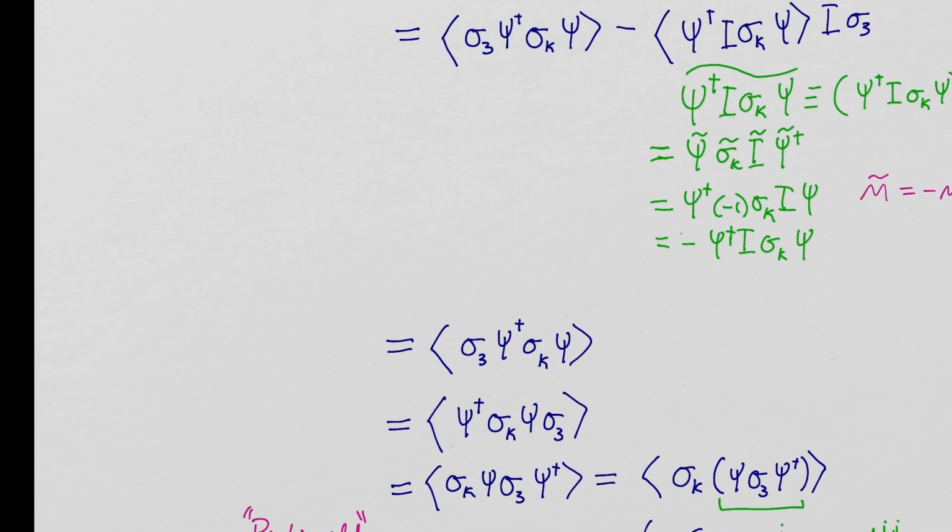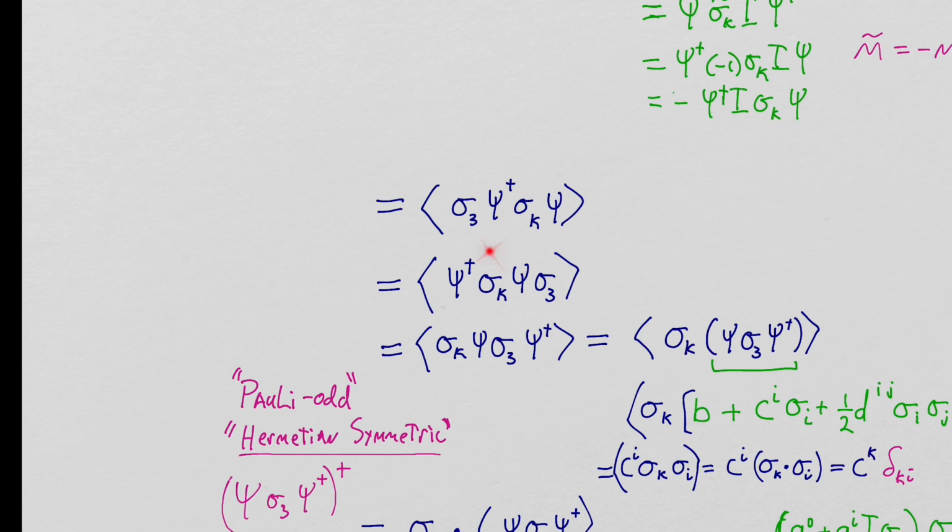So I'm just going to shuffle this down here. So this goes away, and all we're left with is that. And I do another one of these cyclic permutations, right? Now I shift, I guess I'm shifting sigma 3. I want sigma k to be all the way on the left, right? So I shuttle sigma k over here.